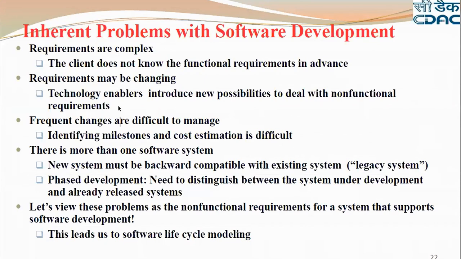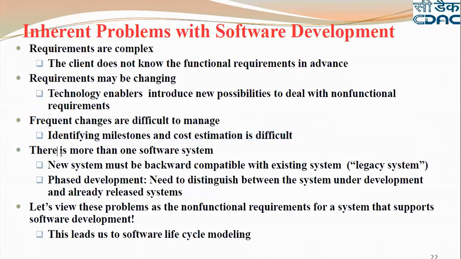Next, the third one: frequent changes are difficult to manage. Identifying milestones and cost estimation is difficult. When there are frequent changes, what happens is we cannot fix milestones. It means we can't say that on the 4th I'll release this, and on the 25th I'll be ready for alpha release, like that. And obviously, cost is directly involved in many things.